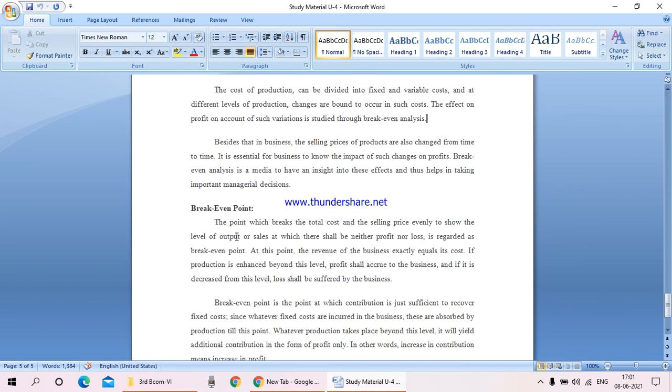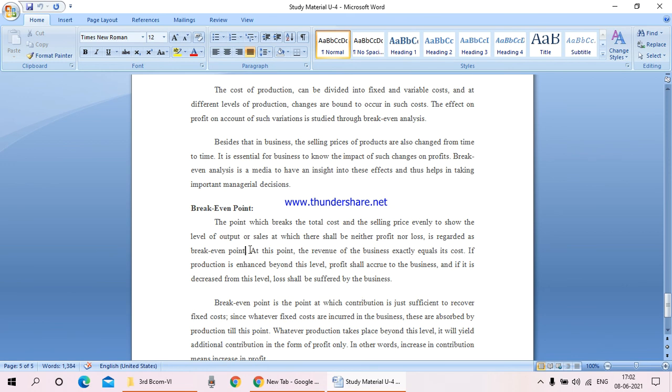Break-even point. The point which breaks the total cost and selling price evenly to show the level of output or sales at which there shall be neither profit nor loss is regarded as break-even point. So here break-even point is that point where there is no loss, no profit, or it is the point where the total cost is equal to the total revenue. At this point, the revenue of the business exactly equals the cost. If production is enhanced beyond this level, profit shall accrue to the business, and if it is decreased from this level, loss shall be suffered by the business.